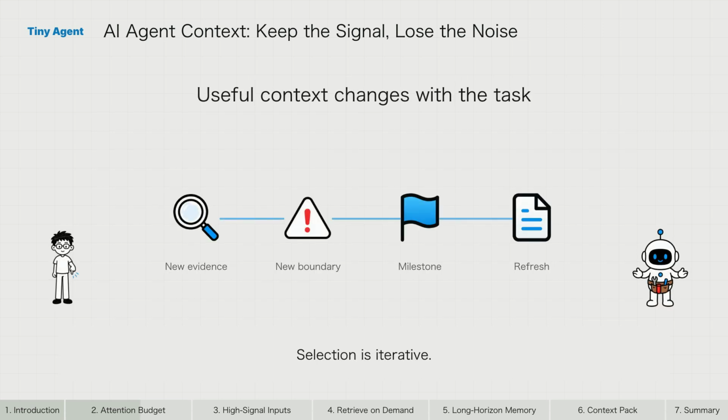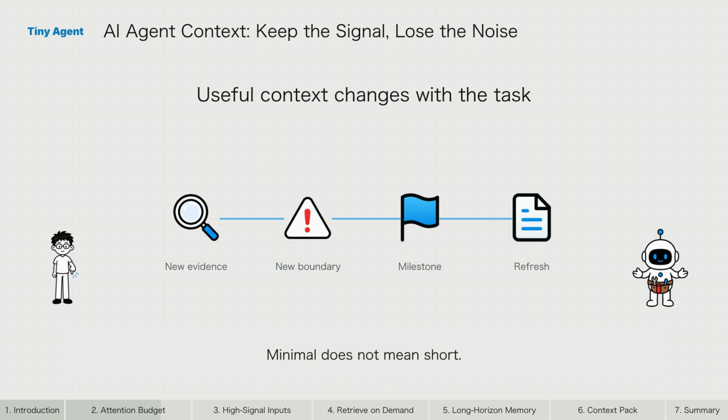Selection is iterative. After a tool call, the agent has new evidence. After an error, a new boundary becomes important. After a milestone, raw traces may be replaced by a compact state summary. The useful context at step 10 is not identical to the useful context at step 1.